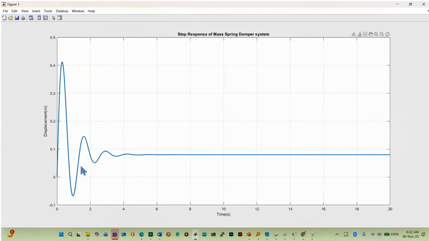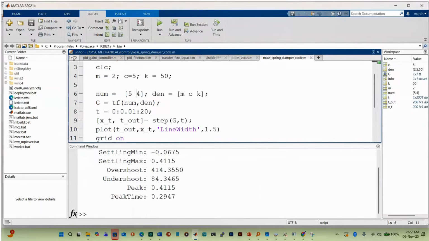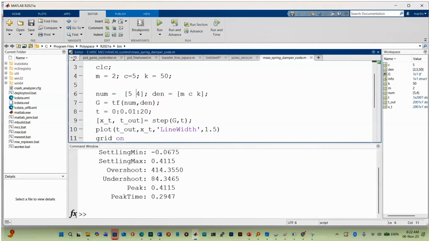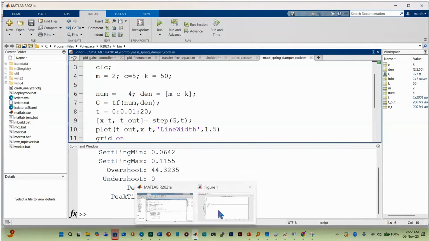The steady state is around this below. Let's check the value here. The peak is at this, and the peak time is that. The overshoot, this is too big. So what we do, we go back and say, no, we don't want that. Let's maintain it at 4, and we see what happens to this system. The overshoot is actually reduced.